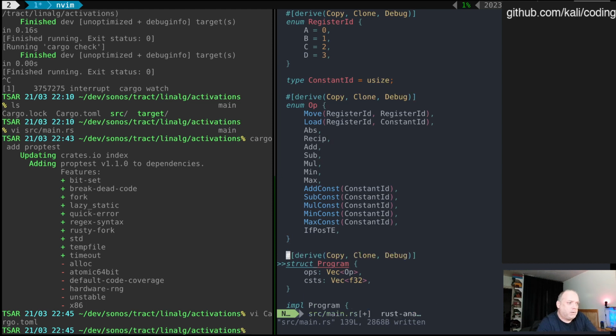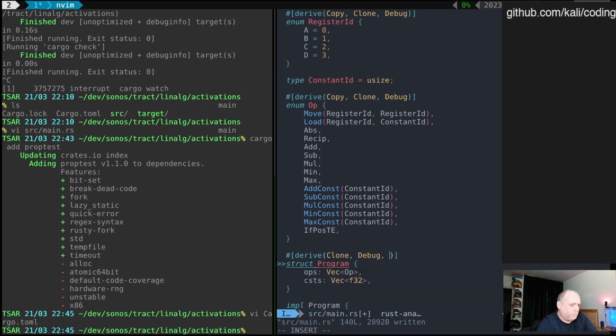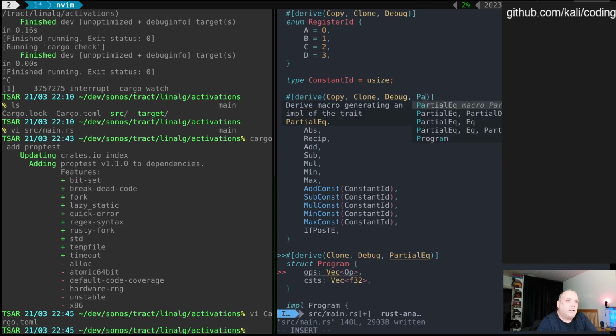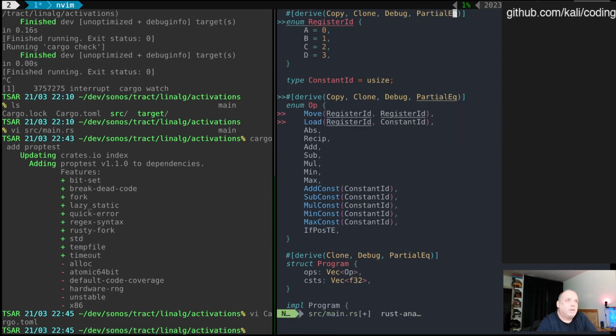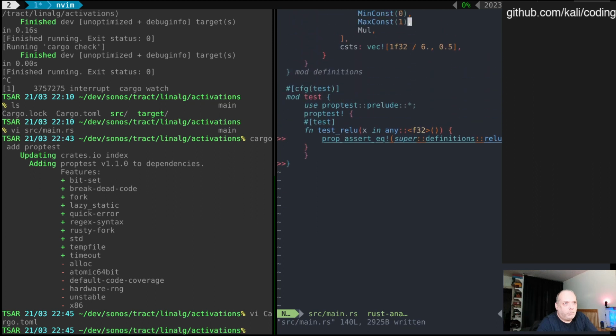And while I am at it, I'm giving it also clone, not copy, because it has vectors, so it's not copy. It wants partial eq. You can have partial eq, it's fine. But now I need partial eq on up, which is okay. And if I put it there, I also need it there. Are we happy? No, we're not happy.